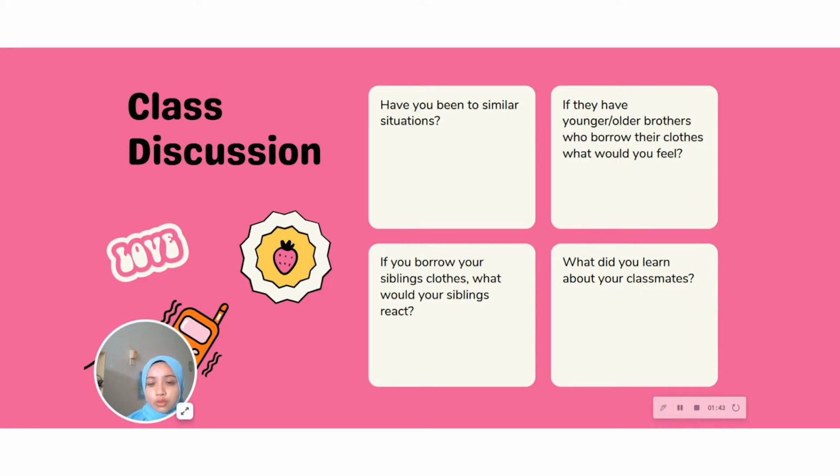And then if I borrow my sibling's clothes, how would my sibling react? It depends on the situation. Sometimes she doesn't mind, and sometimes she does mind. She's like, I want to wear this tomorrow, so I cannot let you borrow this. So it depends on the situation.